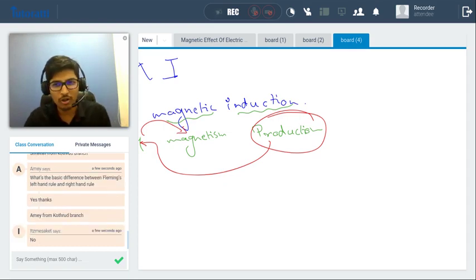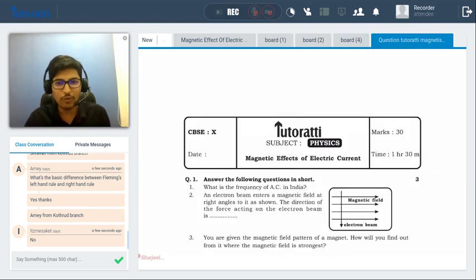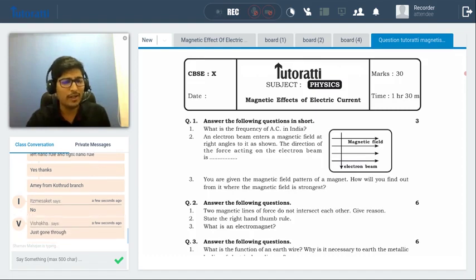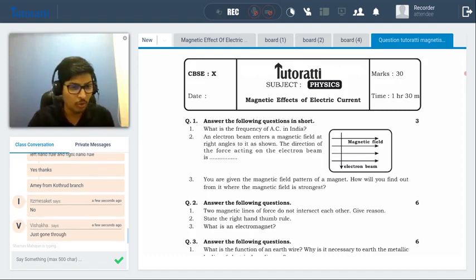These papers are for your help. If you were to solve them, it really helps you out, right? All right. Anyway, without much further ado, let's start off with the paper. It was a 30-mark paper, 1 hour, 30 minutes.